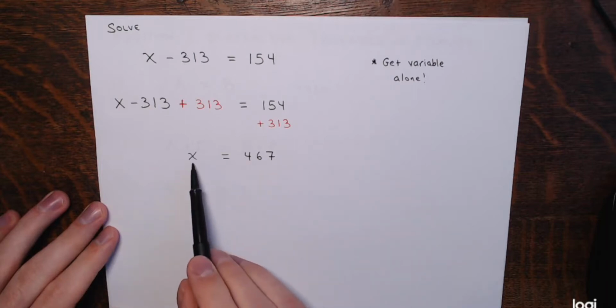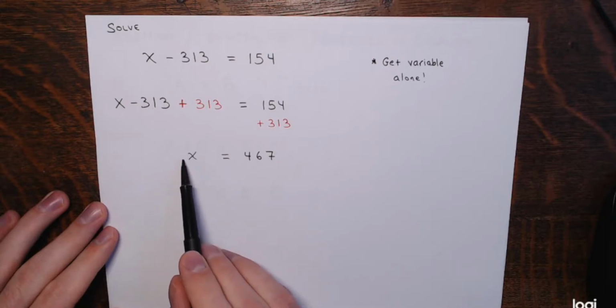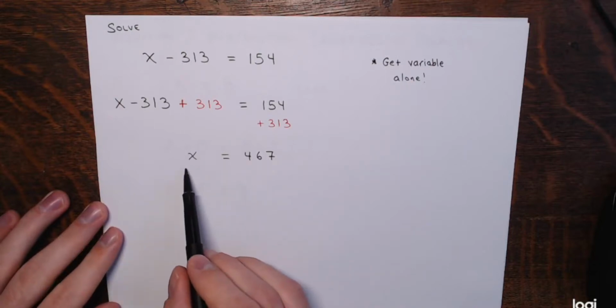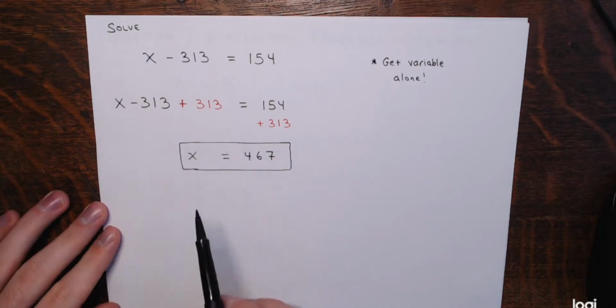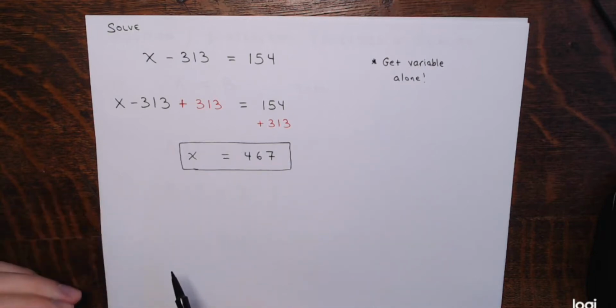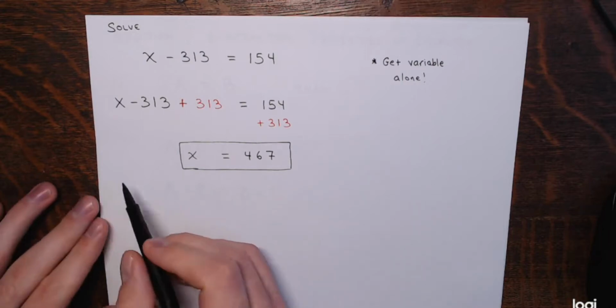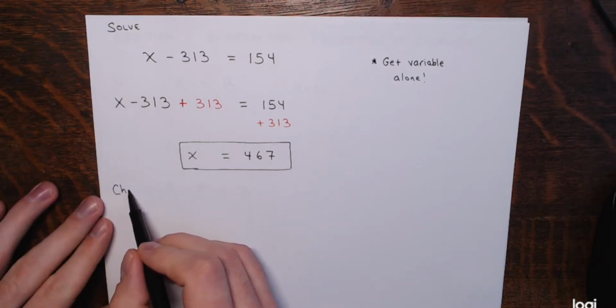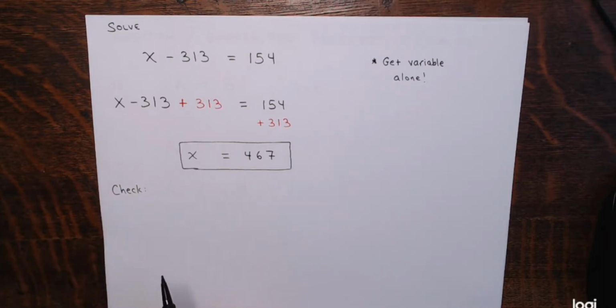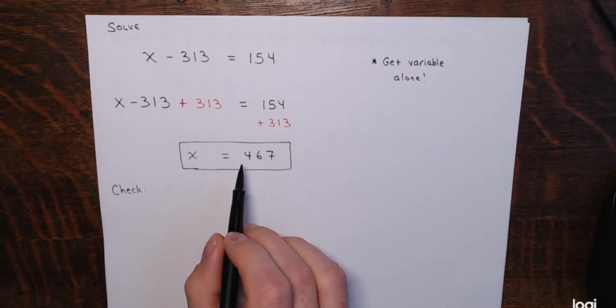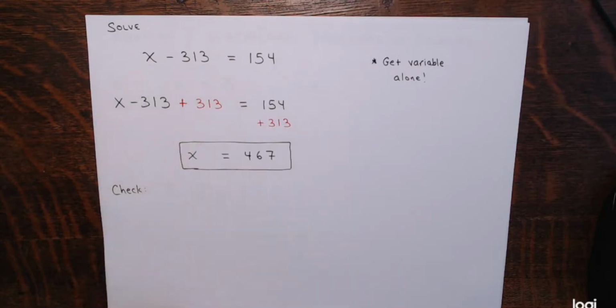And now that the variable is alone, there's nothing times it, nothing added to it, well, except for 1. Technically it has a coefficient of 1. But there's nothing around it, so this is it. This should be our solution. And now, you can do this in your head or write it out on paper, but you should check your solution. Does this actually work back in the original equation?